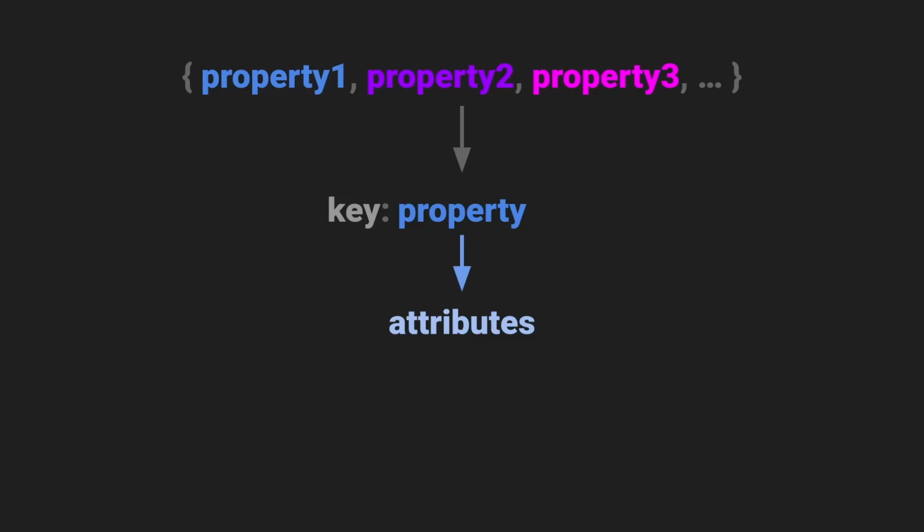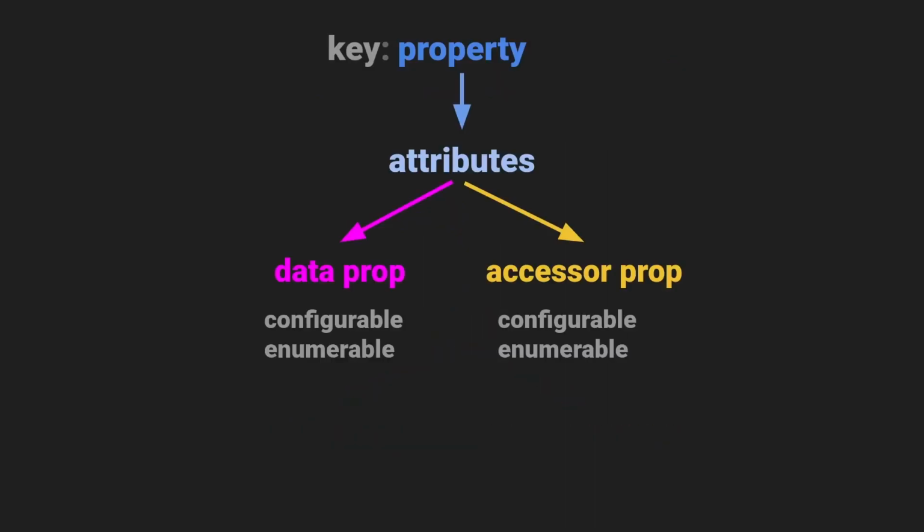There are 2 types of properties: data properties and accessor properties. In both cases, they have the attributes configurable and enumerable. The configurable flag controls our ability to configure other attributes and our ability to delete properties. The enumerable flag controls the ability to list the property.